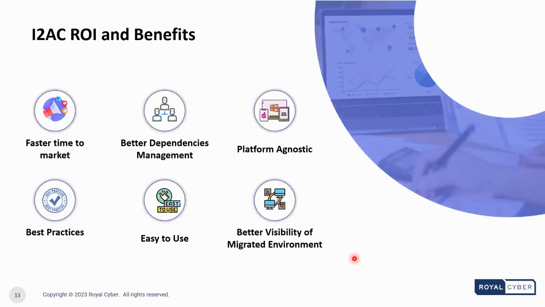So, what is the return on investment of using I2AC for your migration projects? What are the benefits that you get out of it? The first thing is quicker time to market. You could accelerate your migration activities and increase employee productivity. We spoke about that. It comes with better dependency management. We are leveraging IBM's Transformation Advisor for recommending changes to your services, to get a glimpse of what needs to be changed before the actual migration happens.